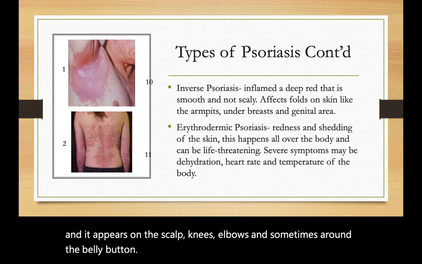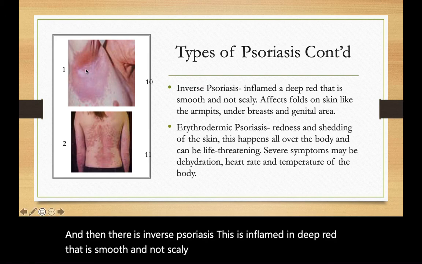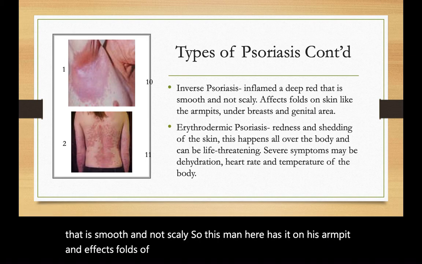And then there is inverse psoriasis. This is inflamed and deep red that is smooth and not scaly. So this man here has it on his armpit. And it affects folds of the skin, like the armpits and under the breasts, and also your genital areas.